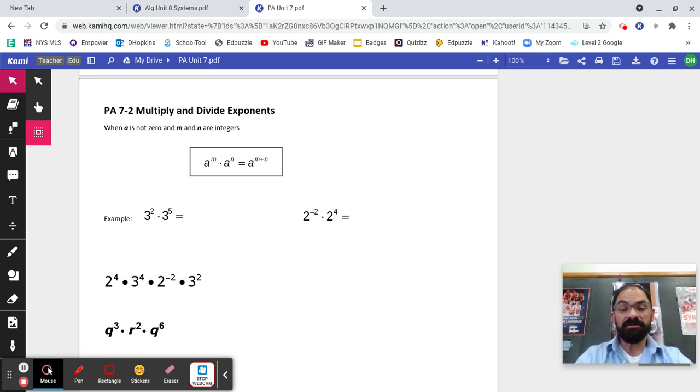Today we're going to multiply and divide exponents. In the previous lesson, we combined like terms, knowing that we could add and subtract with exponents and bases that were the same. Well, today, multiplying and dividing exponents.